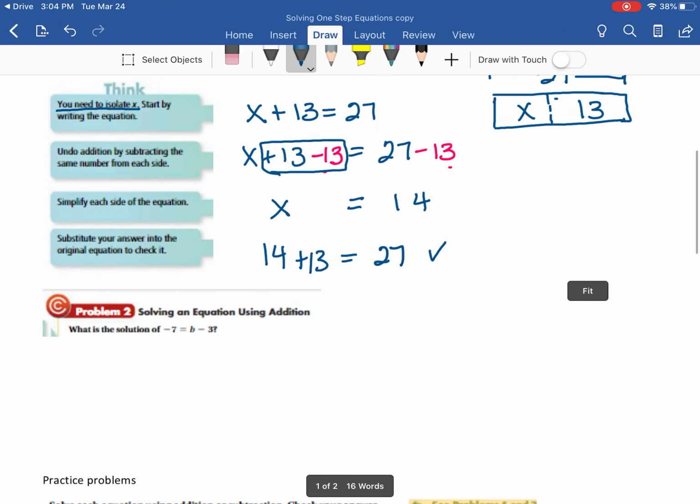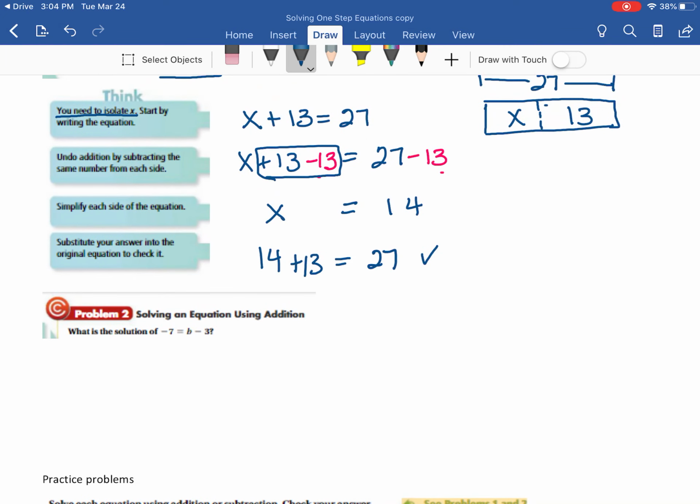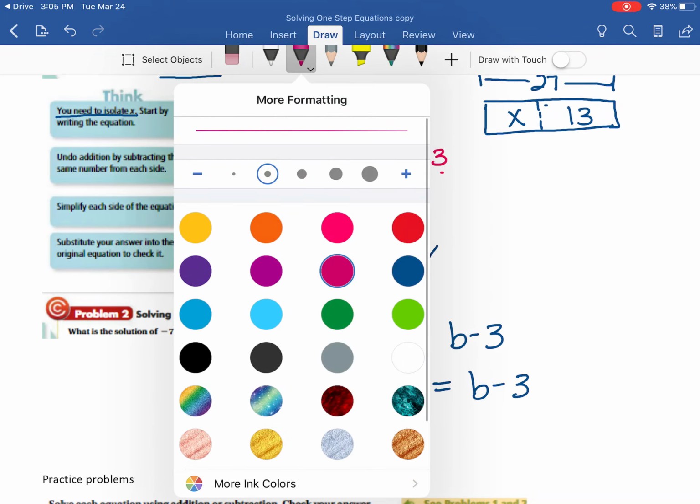Let's look at another example. That one looks like it might be a little hard to see. It says x, whoops, sorry, not x. It says negative 7 equals b minus 3. So just in case it's a little hard to see on your screen. All right, so we're isolating the variable. So I want to isolate b, okay? So in order to do that, I need to zero out that negative 3.